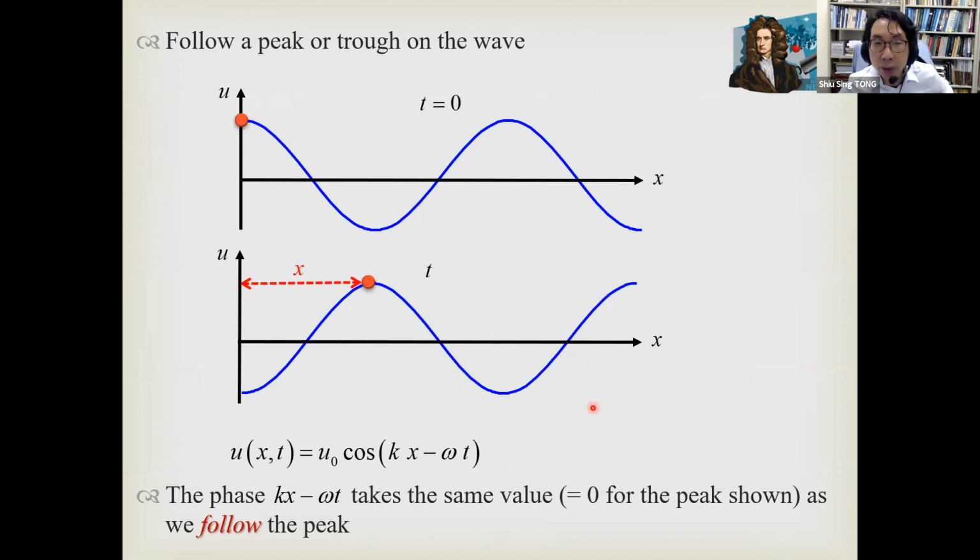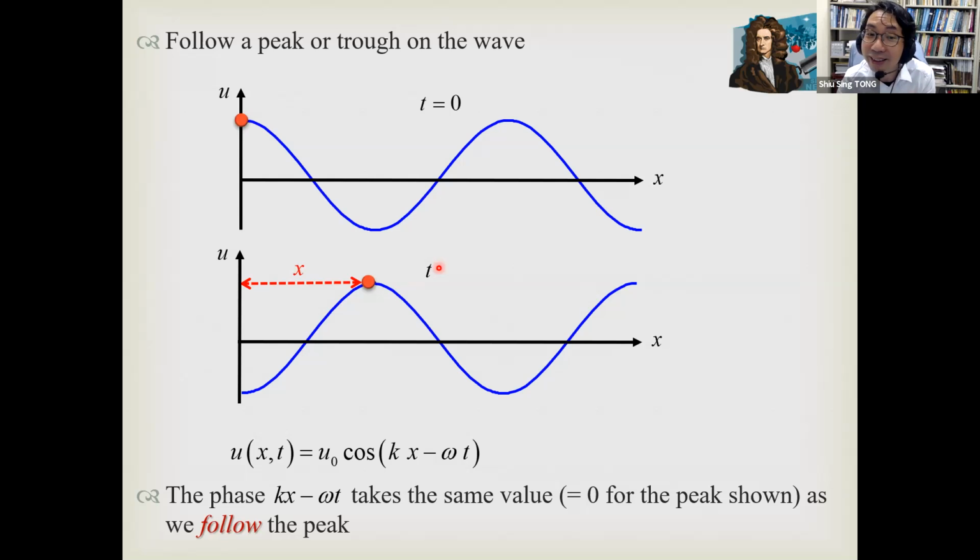Now then we proceed to find the speed of the waves. Now this is a graph of u versus x, which is a snapshot. Okay, we take the snapshot of the wave at time 0, and then we take the snapshot of the wave at another time, which I call t. So during this time, the wave actually has propagated forward by some distance, and I call this distance x. Now this distance denotes the distance that the wave propagates in the time t.